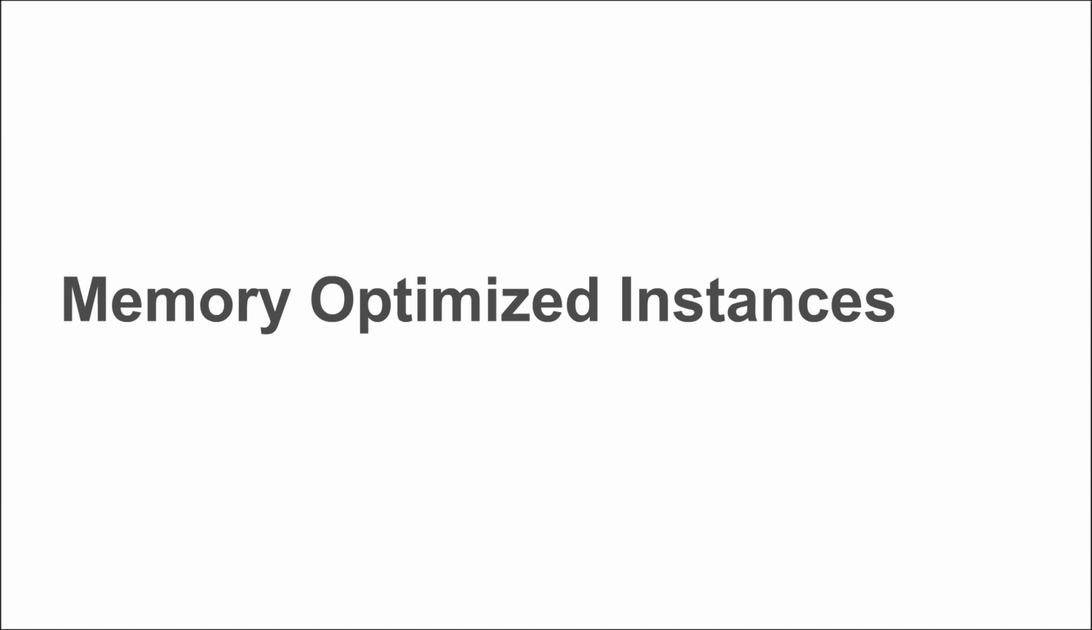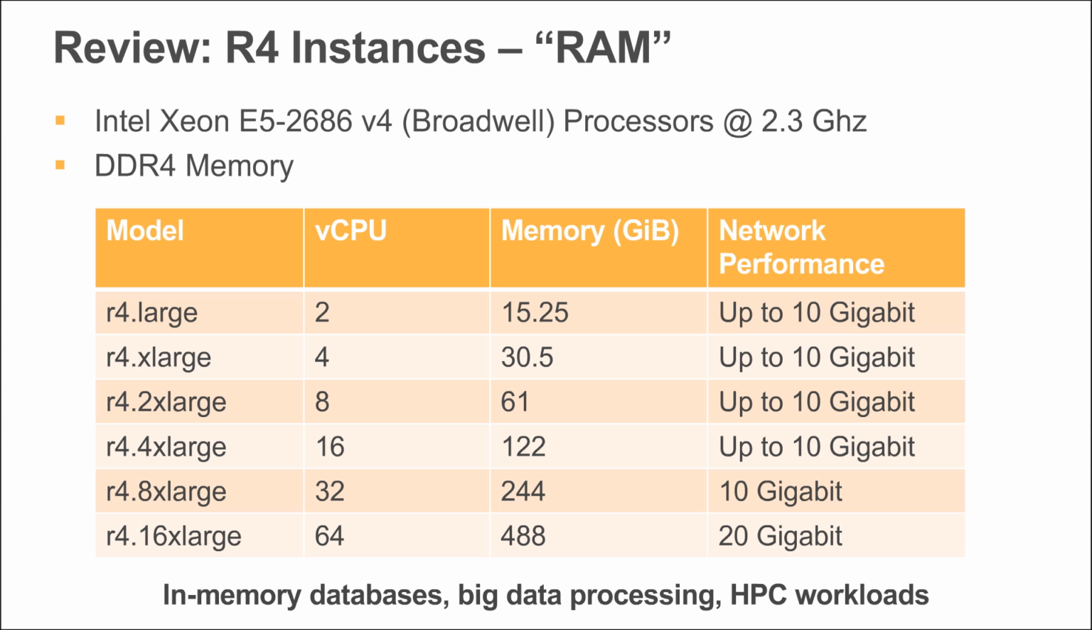Next, let's talk about memory optimized instances, which we have a few today. The R4 instance is our newest memory optimized family, and it's available for you to launch right now. The R in R4 stands for RAM, which is a good way to remember it. Now, the R4 family of instances feature DDR4 memory and a moderately clocked Broadwell-based processor at 2.3 gigahertz. The entire R family of instances have higher memory to CPU ratios than you'll see in the compute or general purpose instances. So with the R family, you'll get about 8 gigabytes per virtual CPU.